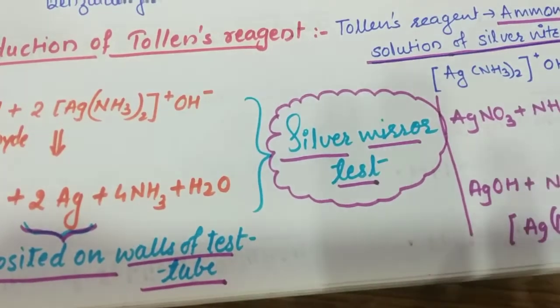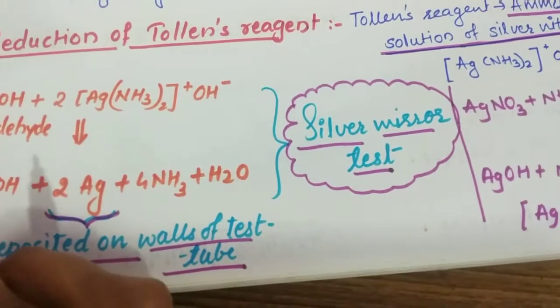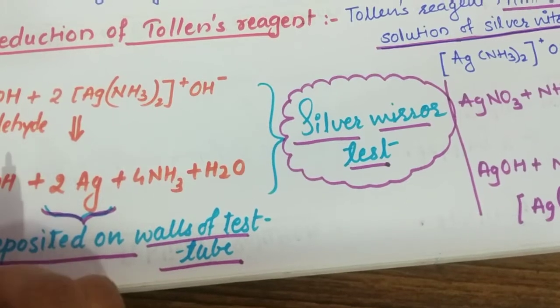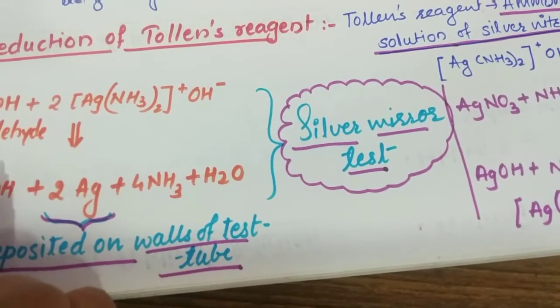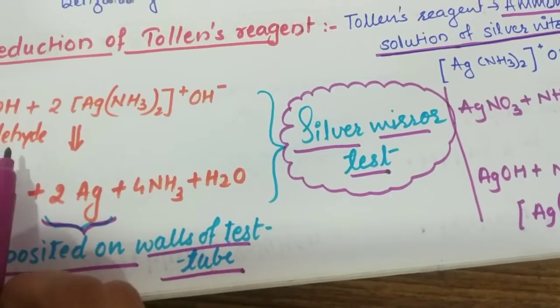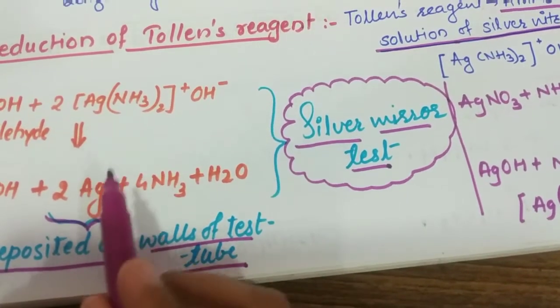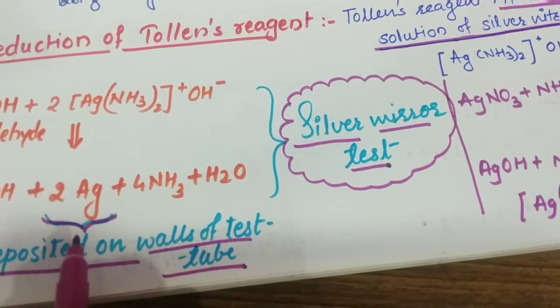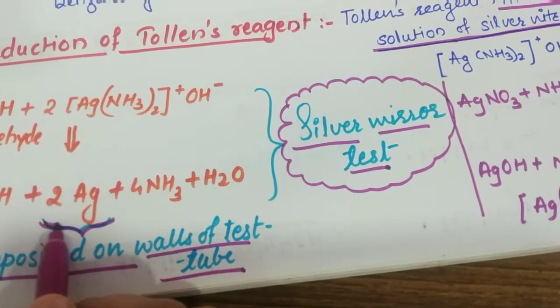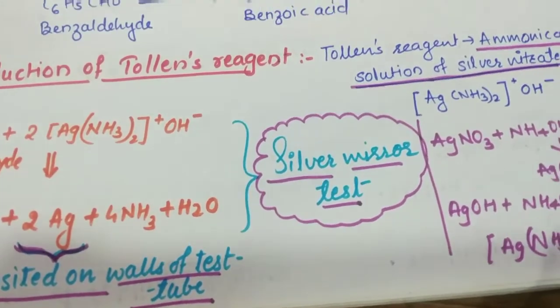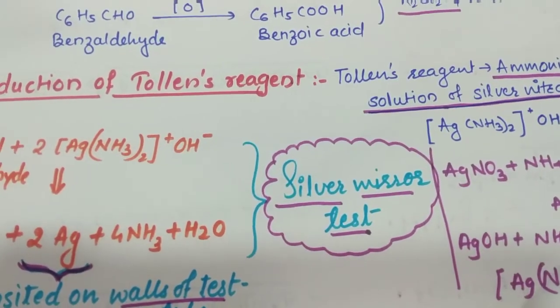So we should know what Tollens reagent is, and who is the reducing agent in this situation. The reducing agent is acetaldehyde, because an aldehyde acts as a reducing agent, and it can reduce the salt containing Ag+ ion to Ag. This silver is directly deposited on the wall of the test tube. Not only this, students, we can study a few more reactions.